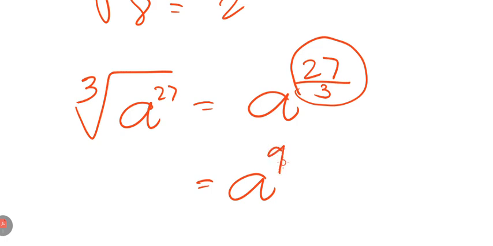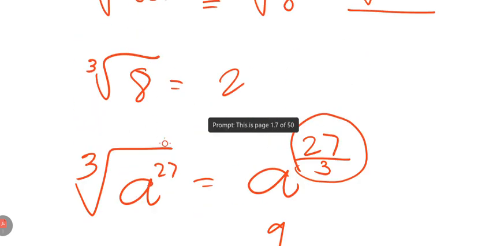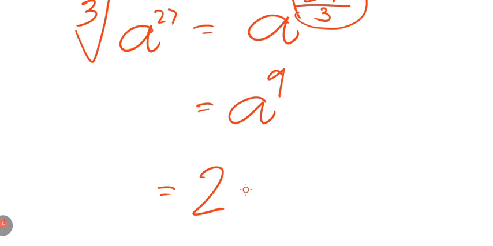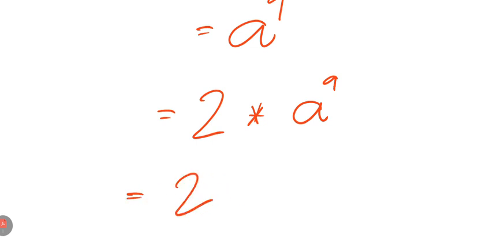So the equation that we have now is this. Let's combine first. We have the equation 2 times a to the 9, in which we combine the result, which is equal to 2a to the 9.